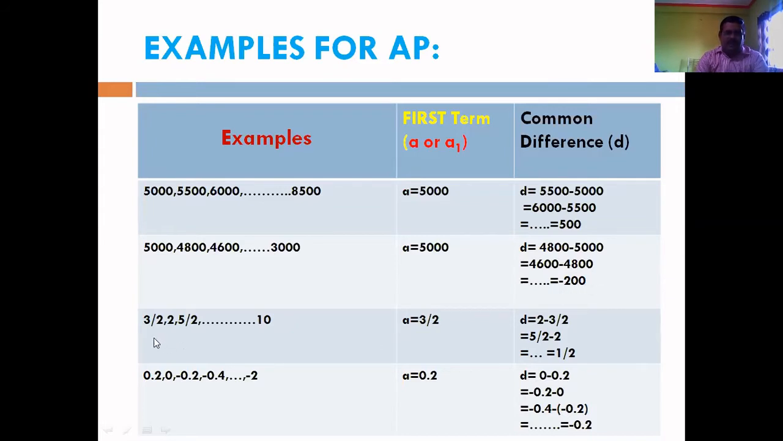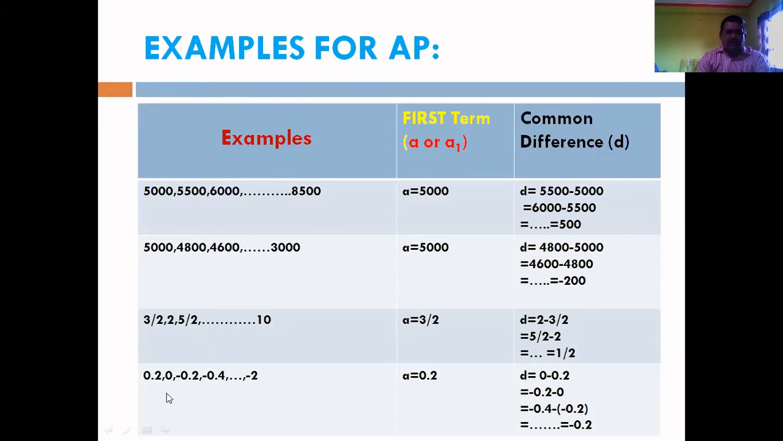In the third example, the progression is 3 by 2, 2, 5 by 2 up to 10. Here the first term is 3 by 2 and the common difference can be calculated by subtracting the first term from the second term, or the second term from the third term. Like this, we have the common difference half here.